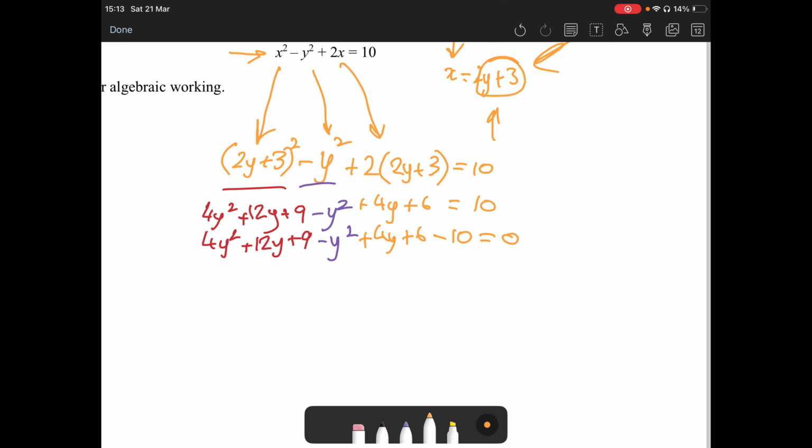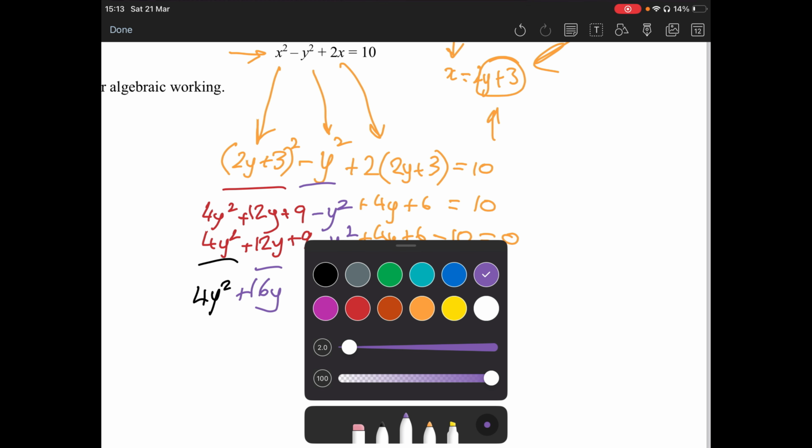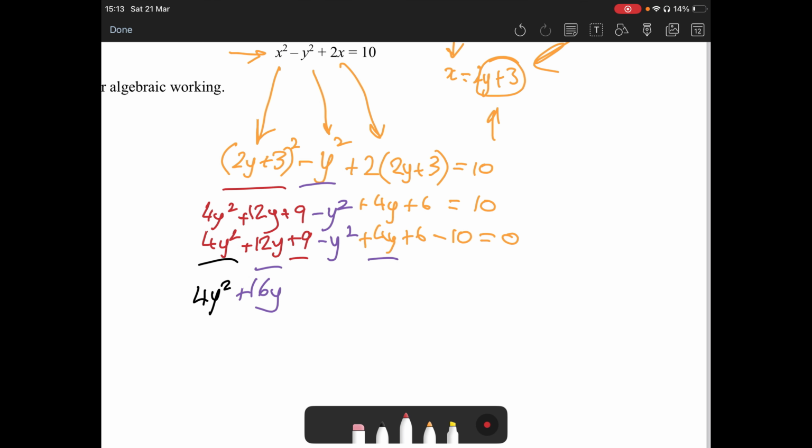Okay, let's tidy up. So, first of all, that's the only y squared term. 4y squared stays. Let me deal with the y term. So I've got 12y, 4y. We're adding them, 16y. Nice. And then we deal with the numbers. I'll do this in red. So my 9. I've just realised something I'm going to go back to in a minute. 9, 6, and 10. 9 plus 6 is 15. 15 take away 10 is 5.